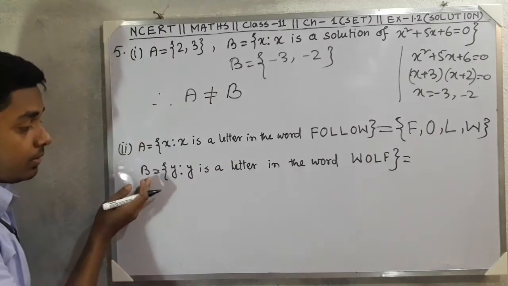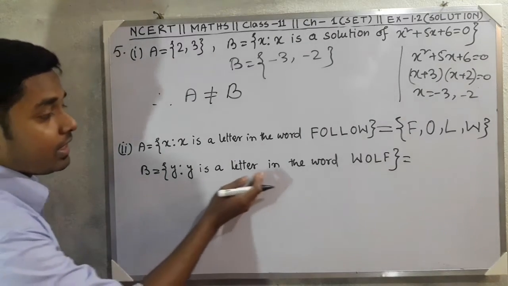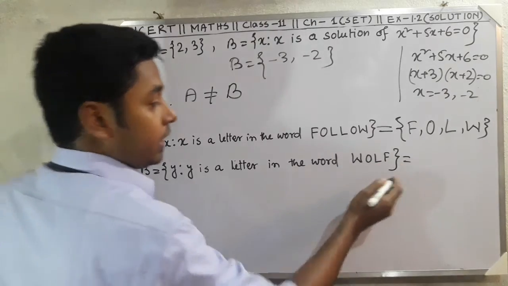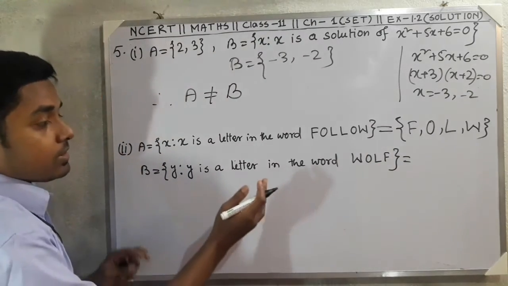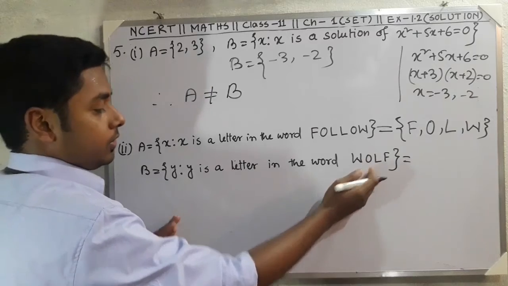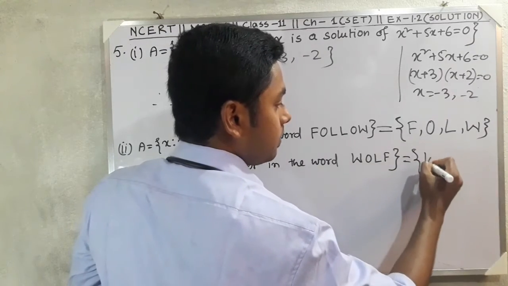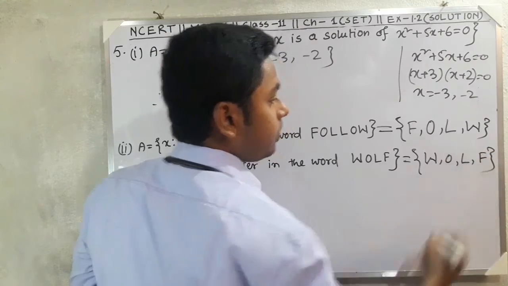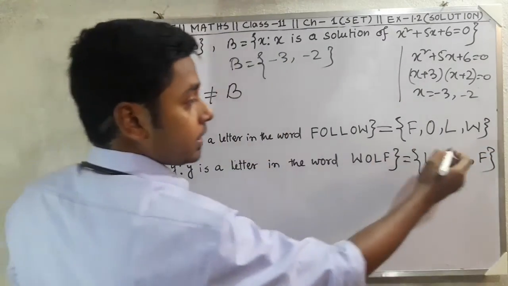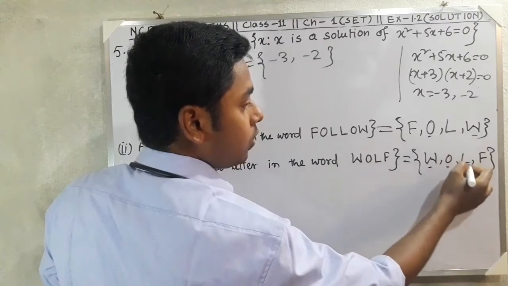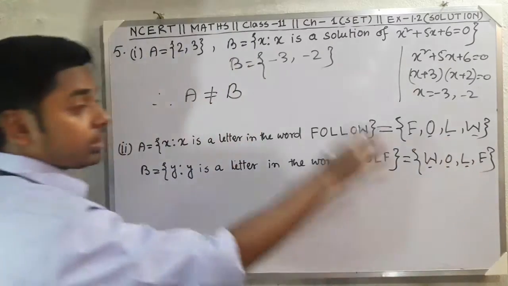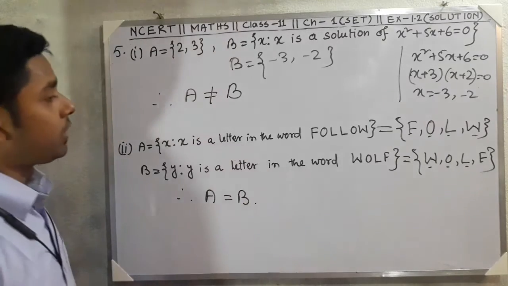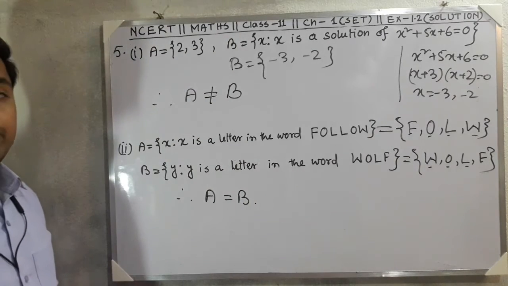And B is given as y such that y is a letter in the word WOLF. So here also we have to make a set of the letters of WOLF. Now you have to compare both the sets. All the elements are equal, therefore A is equal to B. Okay, pause the video to note it down.